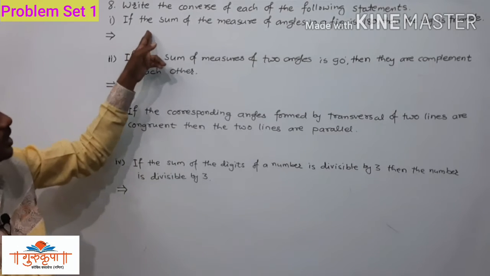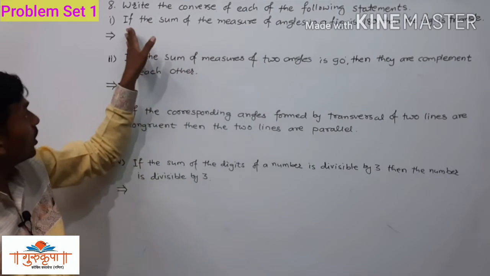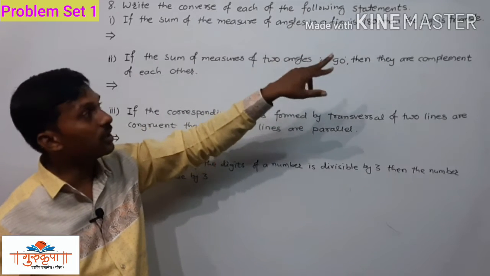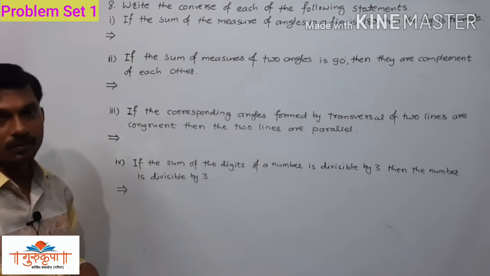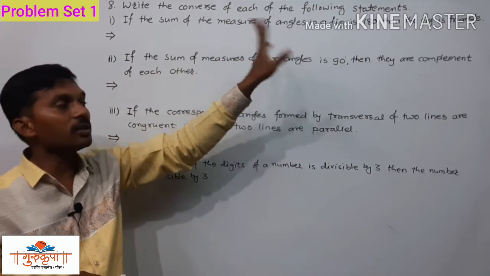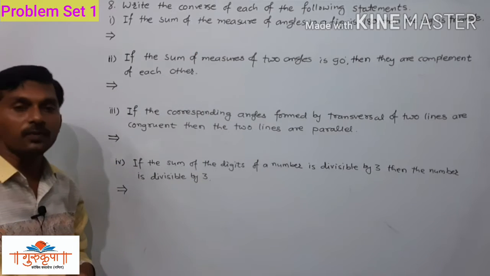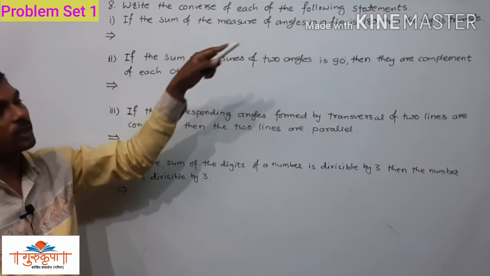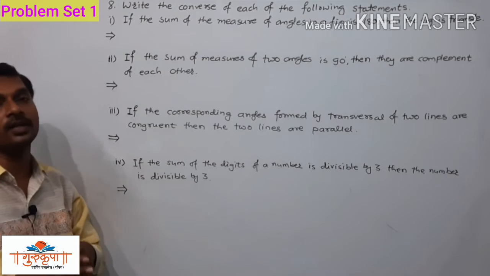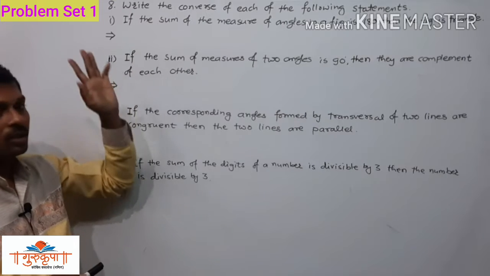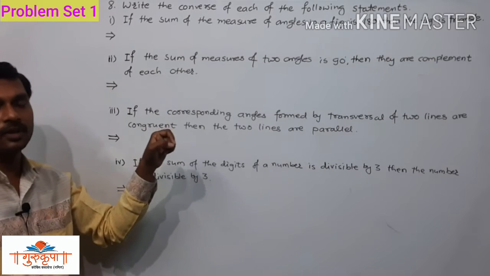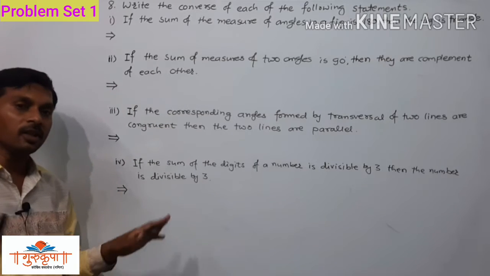We just have to change the antecedent and consequent. The part after if, we have to write after then, and the part after then, we have to write after if. That is, we have to interchange the antecedent and consequent. We know that the statement followed by if is the antecedent and the statement followed by then is the consequent, and if we interchange the antecedent and consequent, it is called the converse. Since each statement is a conditional statement, we just have to interchange the antecedent and consequent.